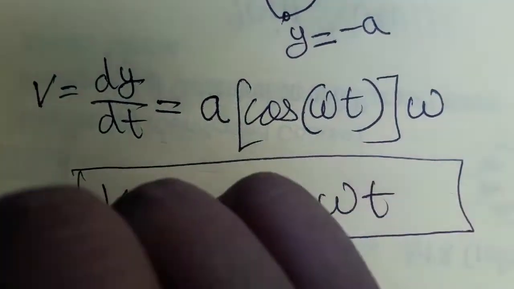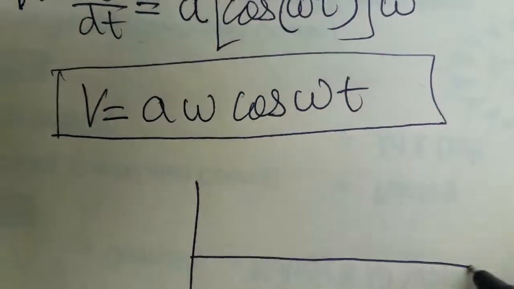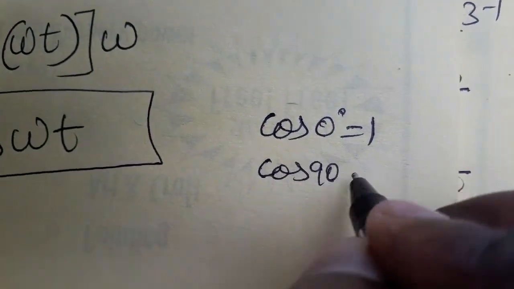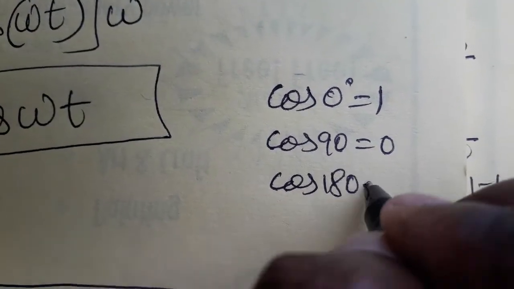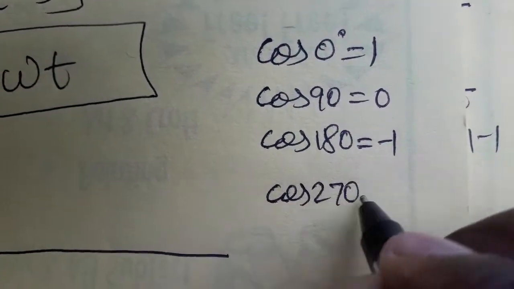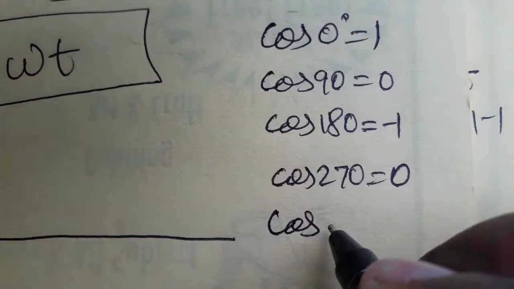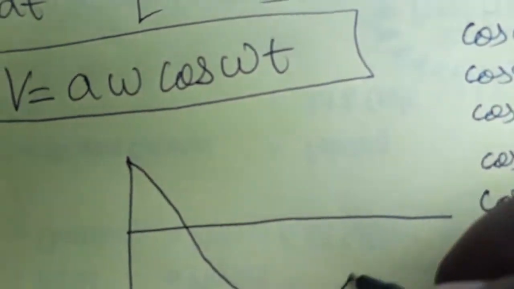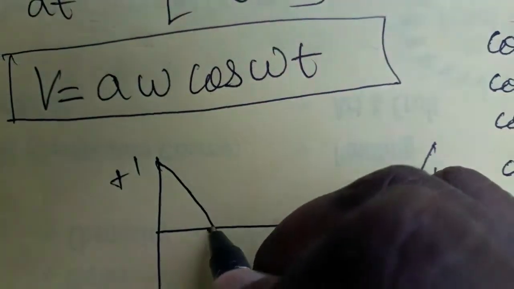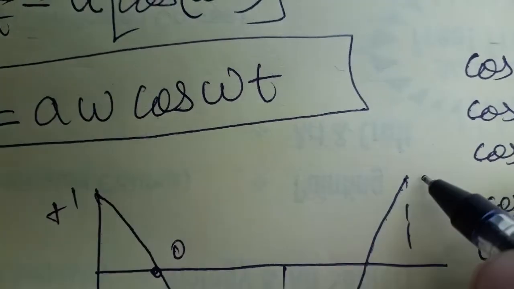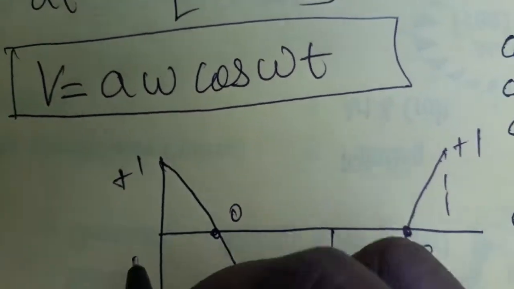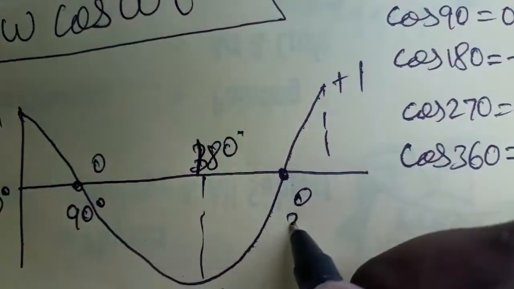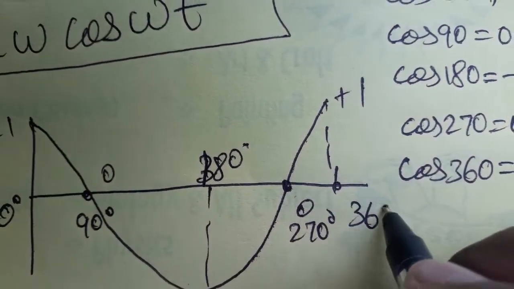So velocity we got as a cos variation. As we know from the cos graph, cos 0 degree will be 1, cos 90 degree is 0, cos 180 degree is minus 1, cos 270 degree is again 0, cos 360 degree is plus 1. So the graph will be like this. It is plus 1, it is 0, it is minus 1, and again it is plus 1, it is 0 again. It is for 0 degree, for 90 degree, for 180 degree, for 270 degree, and this point is for 360 degree.